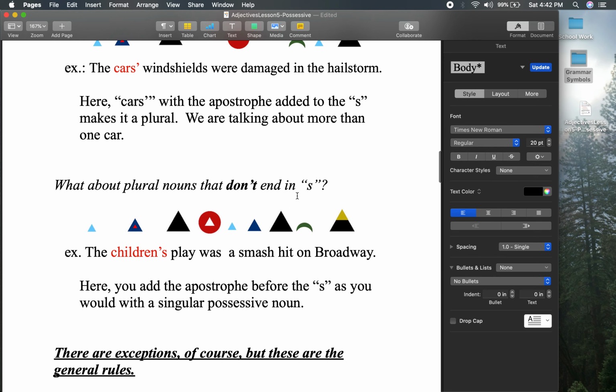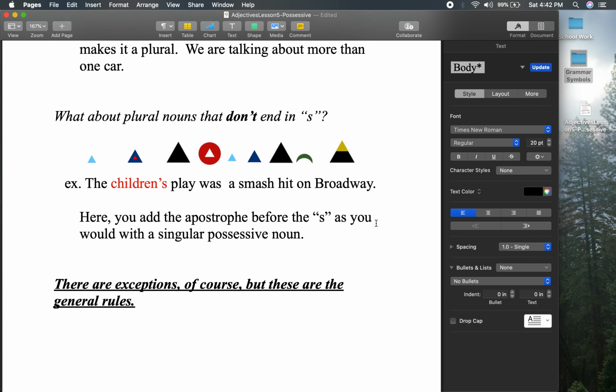Well, what about plural nouns that don't end in S, Mr. Adam? Well, let's look at the children's play was a smash hit on Broadway. Here you put the apostrophe S after the plural noun, just as you would with a singular possessive noun. So the child's play was a smash hit. Okay. The children's play was a smash hit on Broadway. And of course, I'm thinking about our winter celebrations, obviously. Okay. So there you have it.